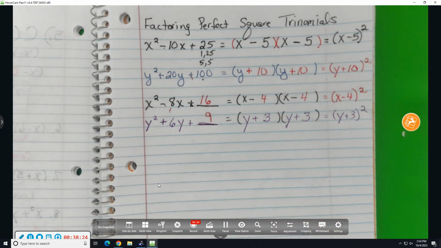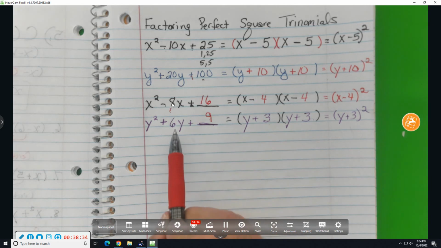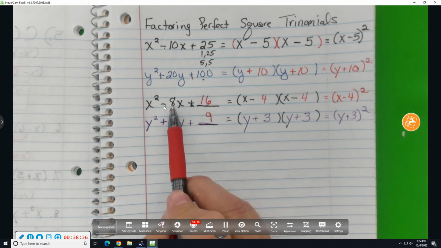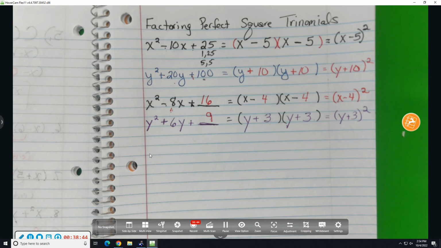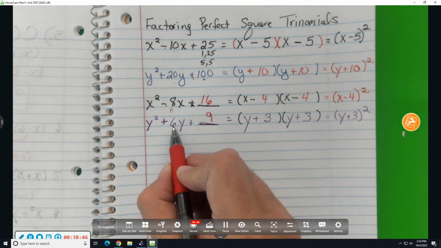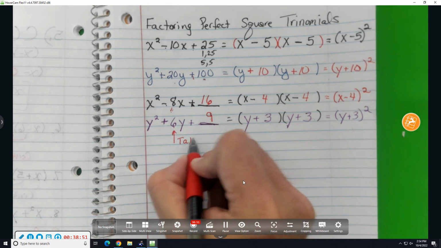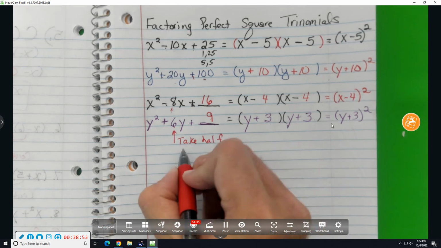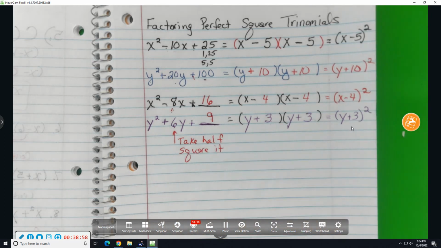But if you're having trouble, how are you figuring out this number? Look for a pattern. The 8 became 16, so don't think it's times 2. The 20, we had 100. If you were going to write out what I do to this number to get that one, there are two things. I'm going to say take half and then square it.